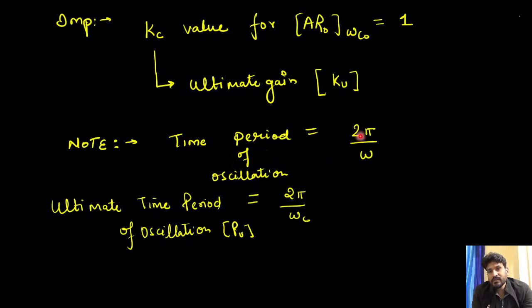Time period of oscillation is 2 pi by omega. Now the ultimate time period of oscillation is 2 pi divided by omega c, where omega c is the crossover frequency. So if you calculate the time period of oscillation at the crossover frequency, that is your ultimate time period of oscillation, that is Pu. These are the two terms which are important for us, Ku and Pu, because these parameters are useful in the Ziegler-Nichols setting. If you have any doubt, please drop a message.